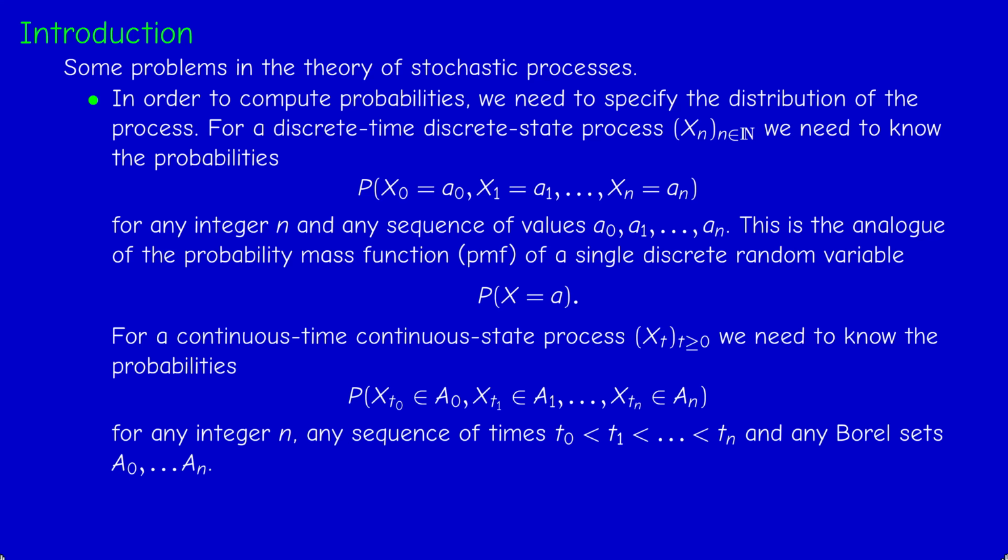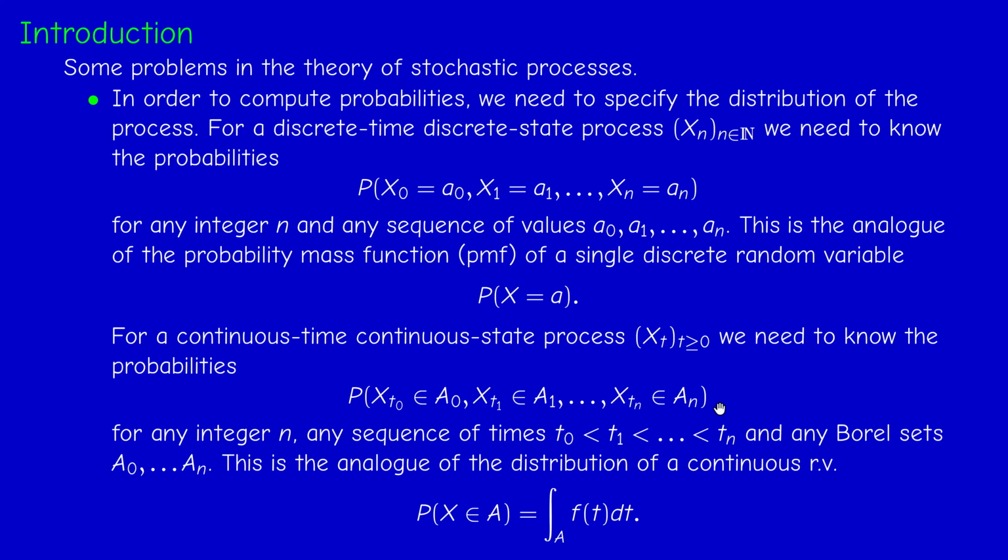Another example: suppose that we have continuous time, continuous state, Xt, for example, like in the case of the Brownian motion. We need to specify these probabilities. And this is exactly the analog of the distribution of a continuous random variable. In order to compute probabilities for a continuous random variable, we have to specify what we call the PDF, the probability density function. I hope you are familiar with this from a first course in probability. Now, the analog here, we will be looking at such things. We should be able to specify how to compute these things. So this is one thing that we shall deal with.